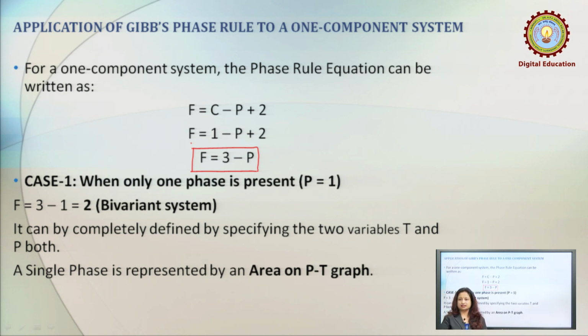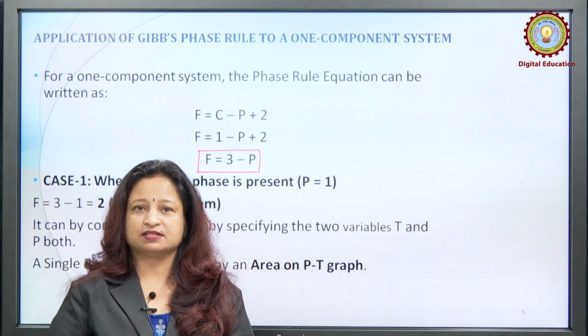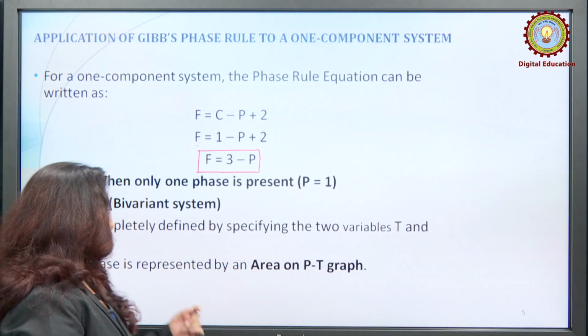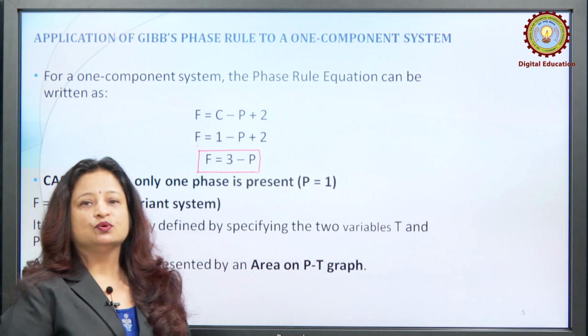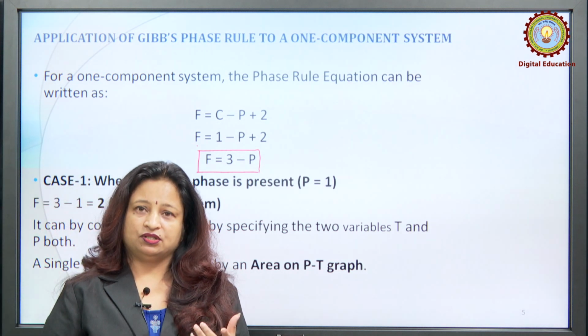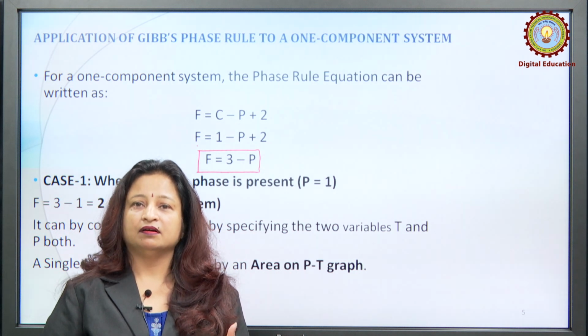So, there may be 3 cases. First case, when only one phase is present. So, we are going to consider single phase system, P is equal to 1. So, in this particular case, if we use the same equation F is equal to 3 minus P, then you can see F is equal to 3 minus 1, that is 2. It becomes bivariant system. So, what do we mean here? That in one component system, when we are going to consider single phase system, then degree of freedom comes out to be 3 minus 1, that is 2. So, what we can see is that there are 2 degrees of freedom in one phase system.